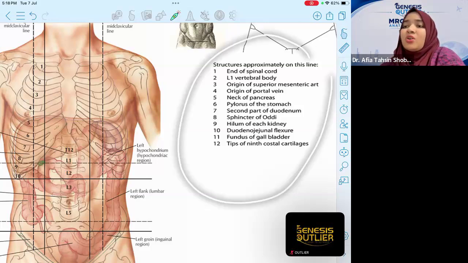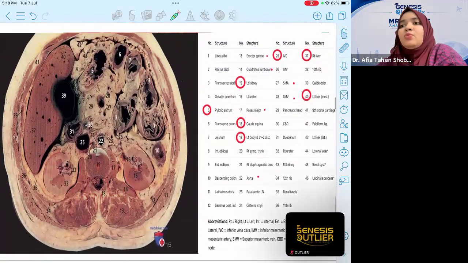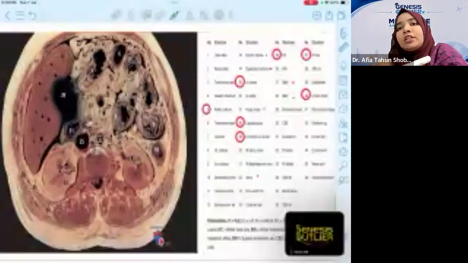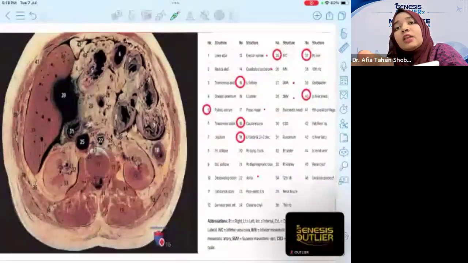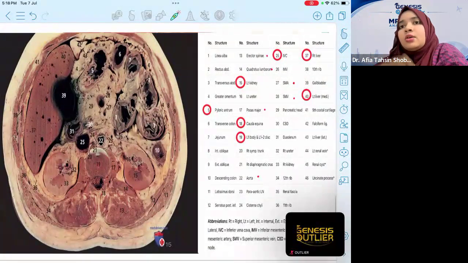Actually, this question is not asked directly. Sometimes they will give this type and ask. Most of the time they will give this image at L1 level and ask the structures from here. So from here, see 5. This is pyloric antrum. First, you have to know the vertebral body L1.